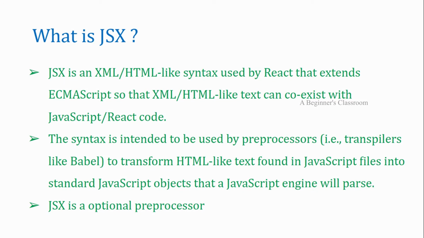JSX is an XML or HTML-like syntax that can be used in React. This extends the ECMAScript, which helps us to write HTML kind of syntax in the JavaScript file itself. During the compilation time, this syntax will be processed through transpilers like Babel to transform it into standard JavaScript objects.